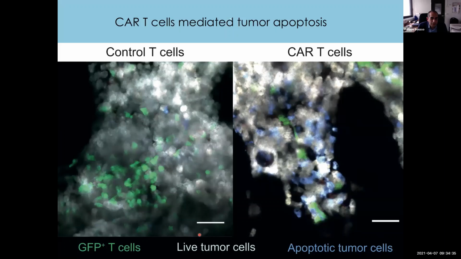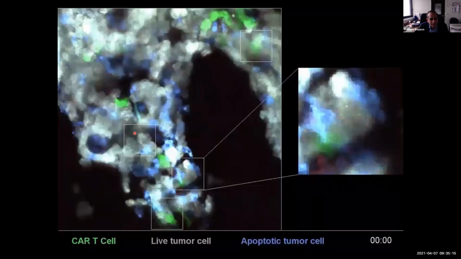So in these images, what you see is basically that the model works really well. If you transfer CAR T cells, and these are the green cells on the right panel, you can see them. Here, you start to see a lot of blue apoptotic tumors, which you don't see if you transfer control T cells. These cells home also very well to the bone marrow, but they don't kill, and that's of course expected. So the nice thing is that we can perform this type of analysis in real time and basically monitor the killing events that we can detect during our image acquisition.